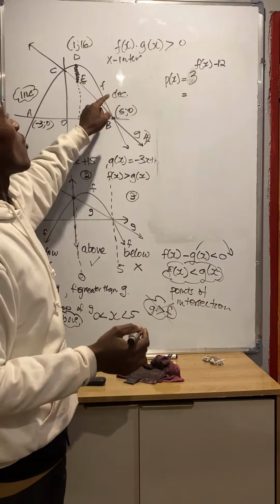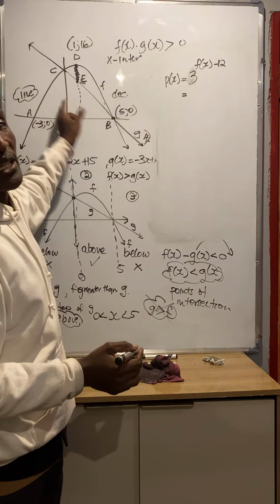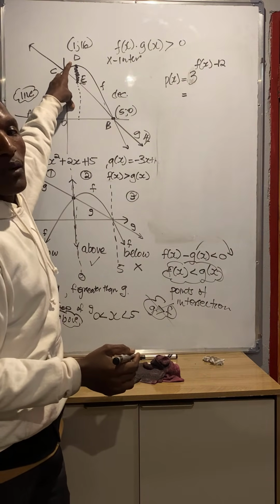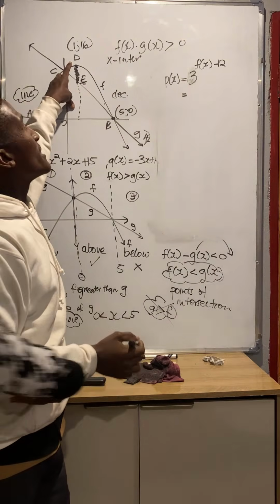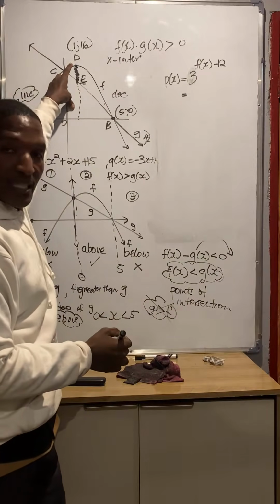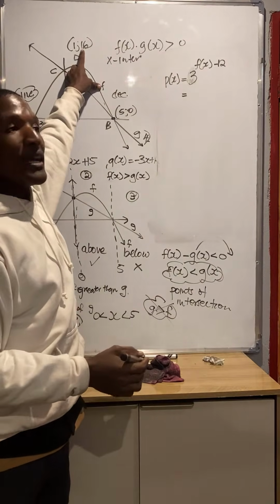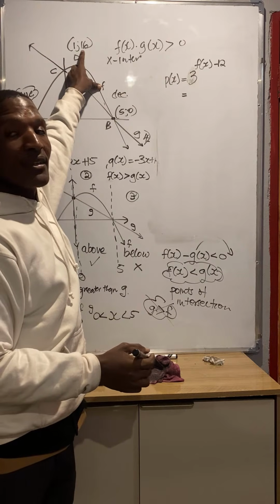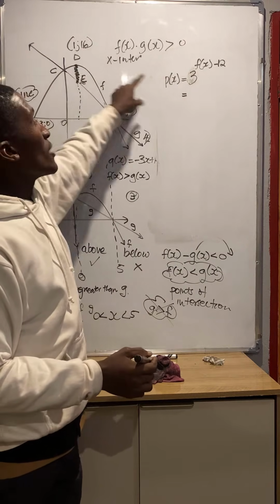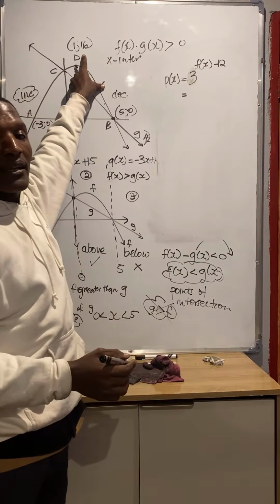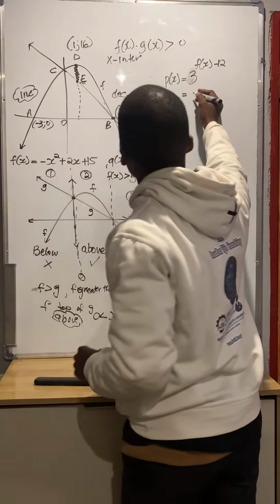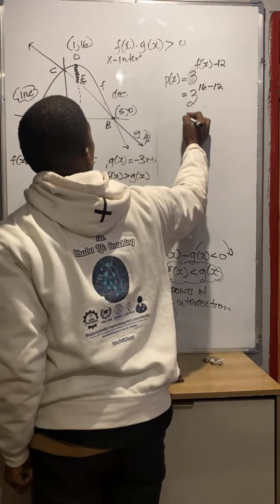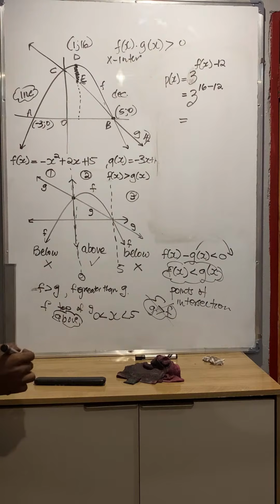Guys, our maximum point, our turning point, our maximum point is D. So guys, if our maximum point is D, you will look at the y value of D. What is the y value of D? It's 16. So for the maximum you only take the y value of the turning point. So your answer is going to be 3 to the power of 16 minus 12, and that's your answer actually.